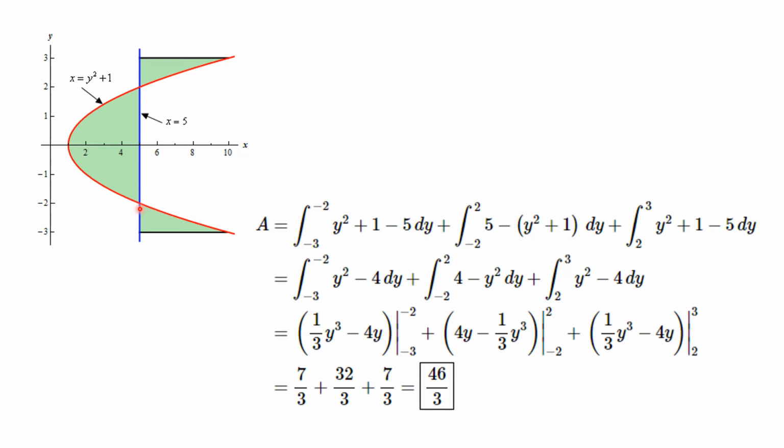But now from minus 2 to 2, on top is 5, and on bottom is y squared plus 1, so it's this way. And again, it is important that you did minus the whole of y squared plus 1, and so you'll be computing that. And then up here, you're going from 2 to 3, and on top is y squared plus 1, the red curve, and on bottom again is the 5. So you have to compute these 3 integrals, and you can pause the video to do that. But these are pretty straightforward across the board, and you plug in all the numbers, and you get 46 over 3.